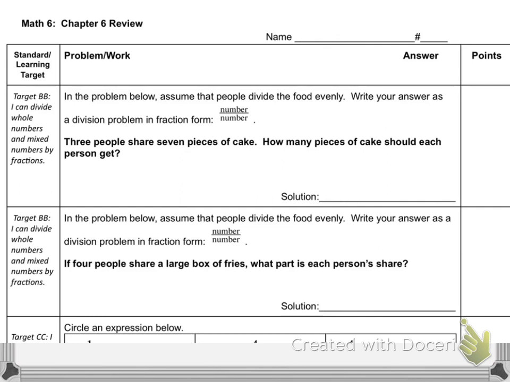Number 1. In the problem below, assume that people divide the food evenly. Write your answer as a division problem in fraction form. We have worked on this skill a lot in your warm-ups and on your homework. The first question states, 3 people share 7 pieces of cake. How many pieces of cake should each person get?